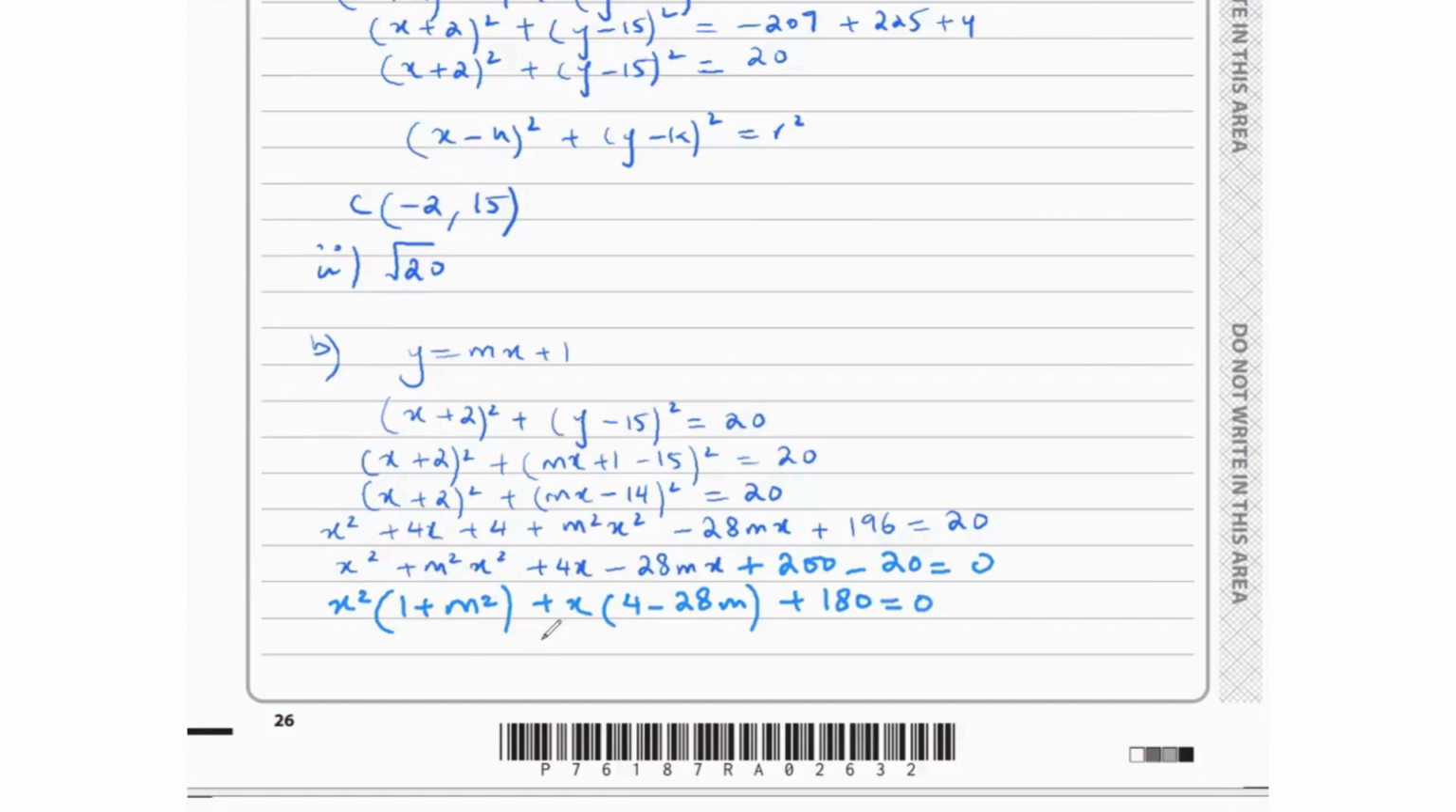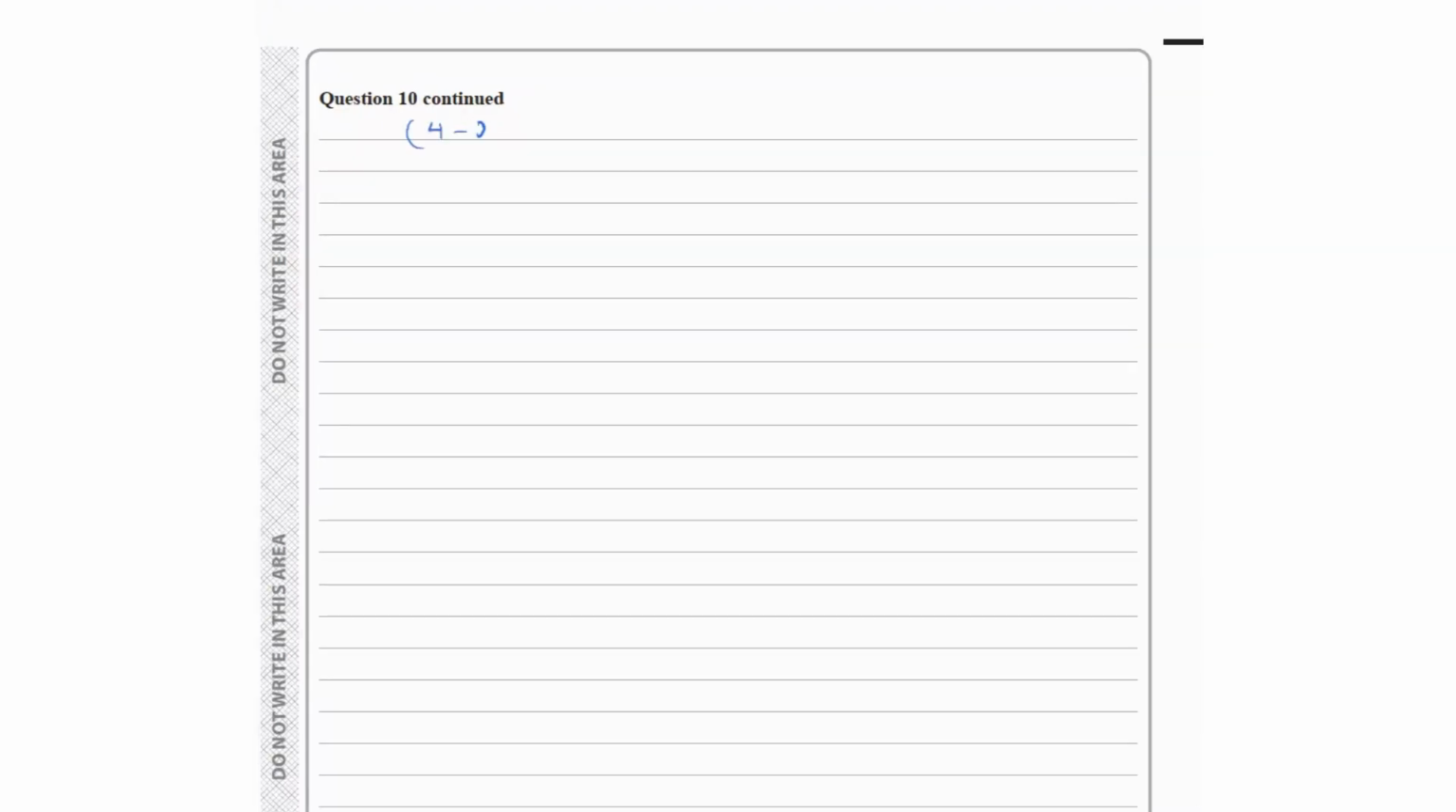Now, if you remember, when a curve and a line are tangent to each other, the discriminant we follow is b squared minus 4ac equals 0. So we're going to use this and rewrite the equation in terms of m now and make it exactly the same as given in the question. That is going to be (4 minus 28m) whole squared minus 4 times (1 plus m squared) times 180 equals 0. Expand the bracket.